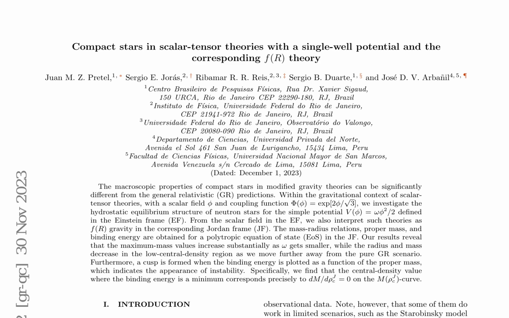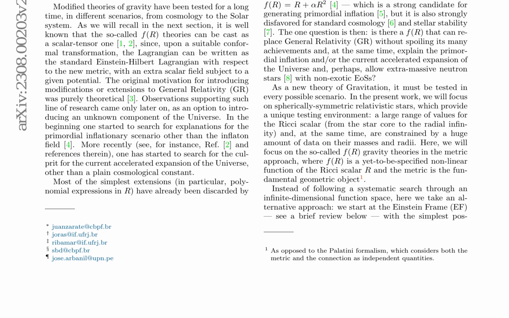Modified gravity theories, such as F(R) theories, can significantly alter the macroscopic properties of compact stars, deviating from general relativistic predictions. This is because F(R) theories can be cast as scalar tensor theories, where the Lagrangian is written as the standard Einstein-Hilbert Lagrangian with respect to the new metric, plus an extra scalar field subject to a given potential. The motivation for introducing modifications to general relativity stems from theoretical and observational aspects, including the need to explain primordial inflationary scenarios, the current accelerated expansion of the universe, and the possibility of extra-massive neutron stars with non-exotic equations of state.